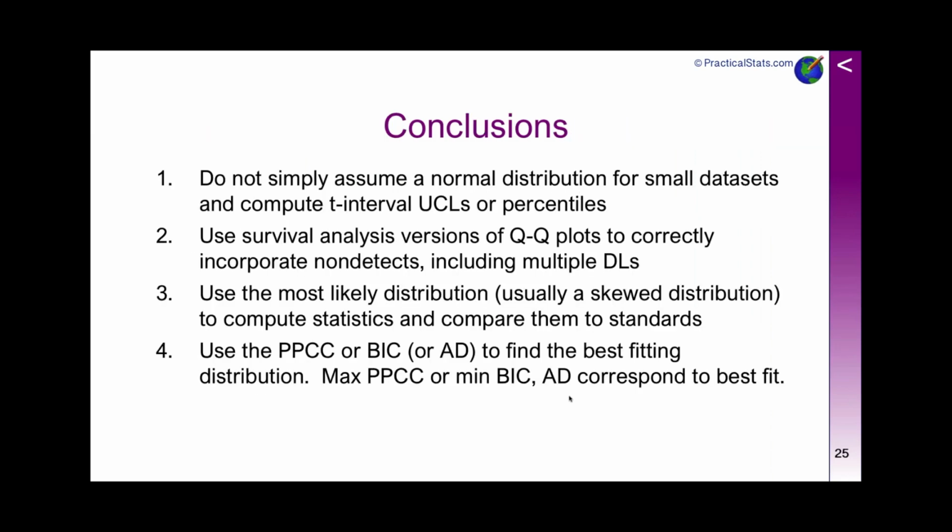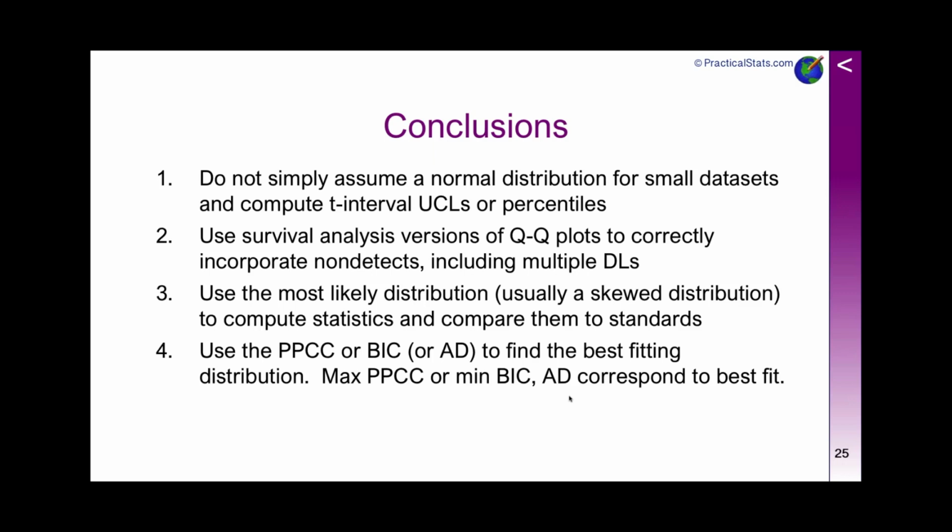And so the conclusions for today are that you don't want to simply assume a normal distribution for small data sets and compute t-intervals to get a UCL or a percentile, because the normal often does not fit data that have nondetects. Why? Because those are things that usually cannot go below 0, and yet you're working right down close to 0. That's why you have nondetects. So you're going to have skewness, and fitting a skewed distribution will give you much better results.